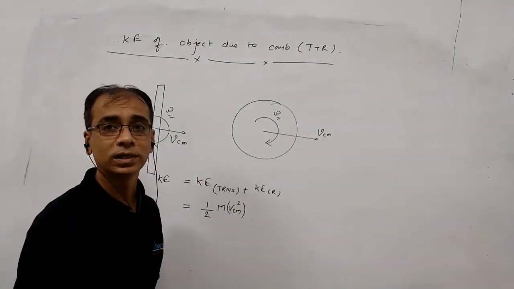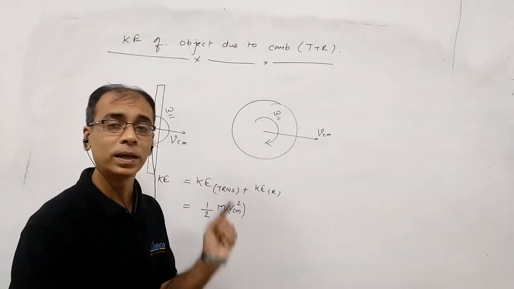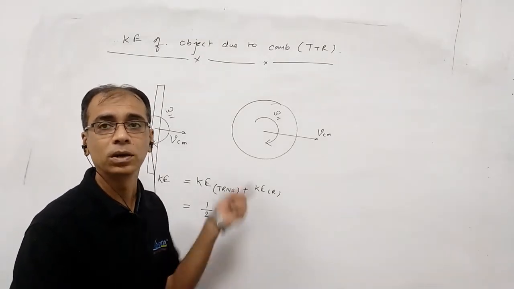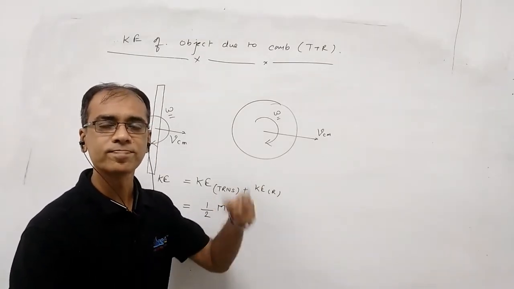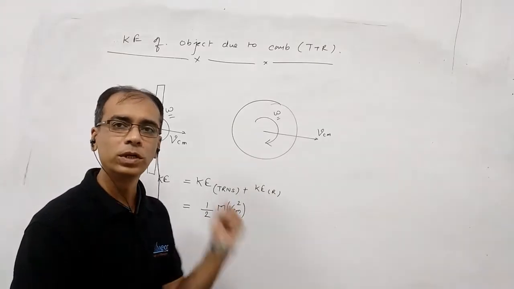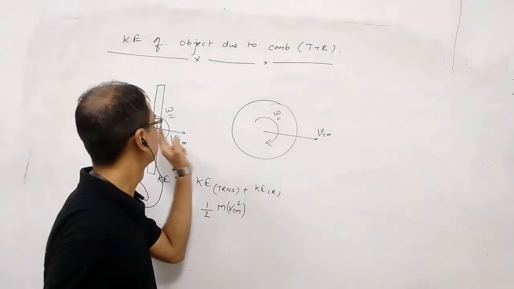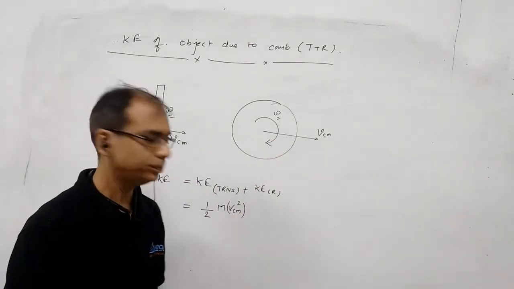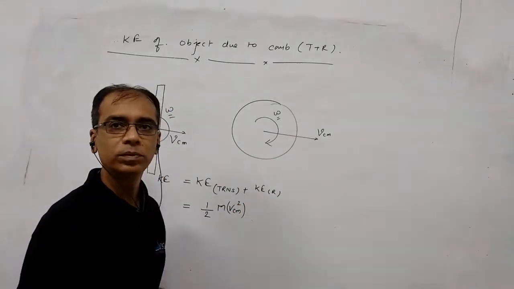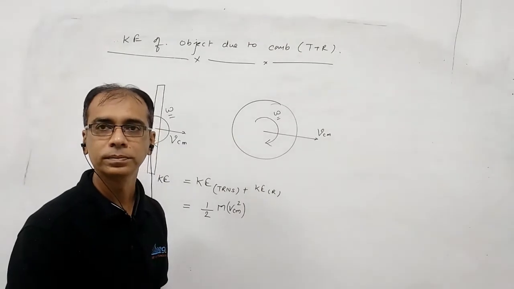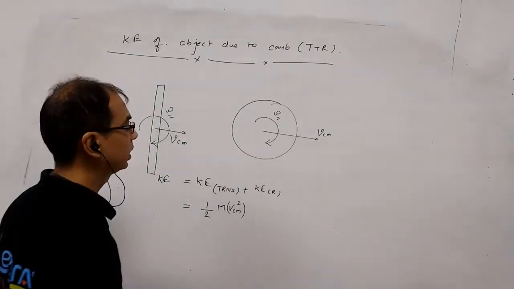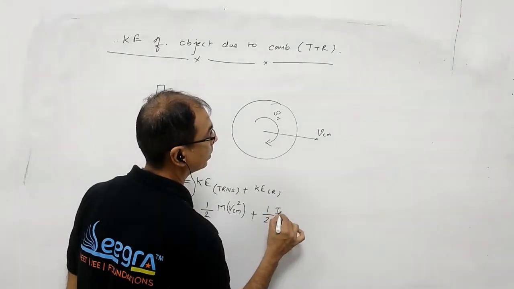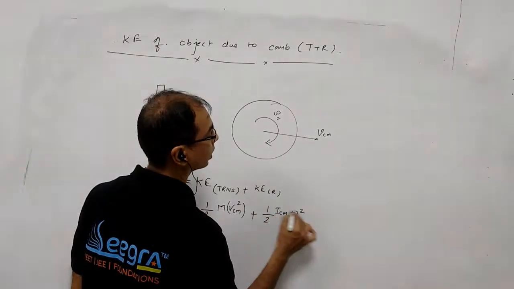Because when you talk about translatory motion, only one particle is actually moving in translatory motion, because all the remaining ones are doing circular motion. Only one particle, the center of mass, will be moving in a straight line path. And that's why we have half m VCM square. Then kinetic energy of rotation is plus half ICM into omega square.